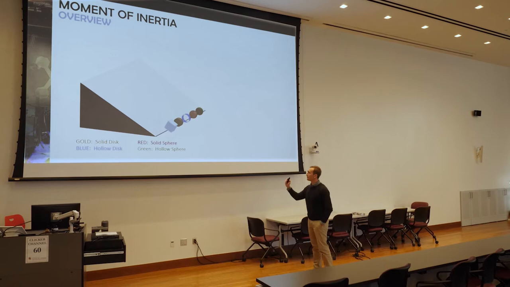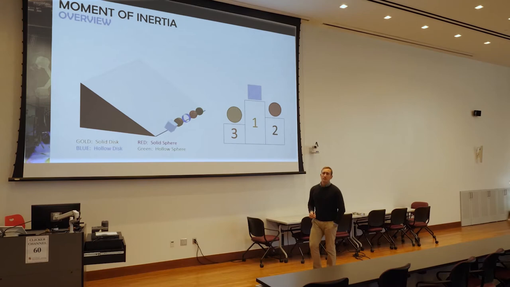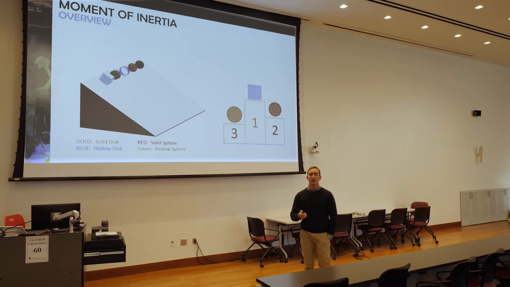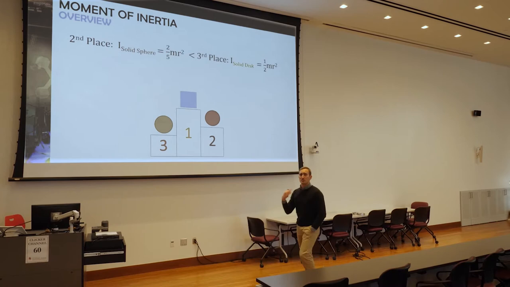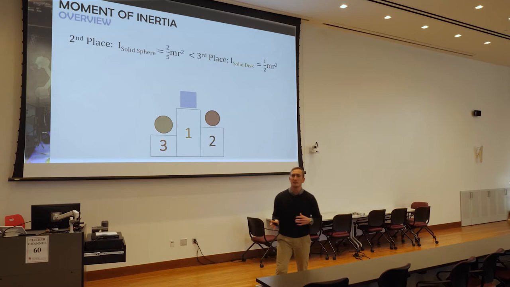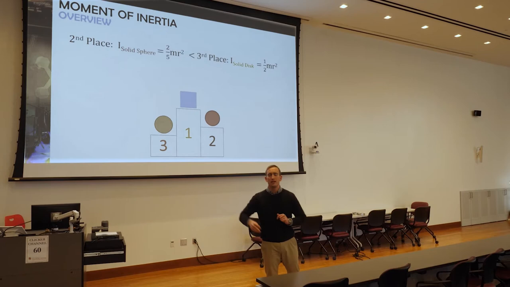So, as I stabilize myself, essentially what we can see here is that the blue cube comes in first place, followed by the red solid sphere and the golden solid disk. Now, the reason that this is the case, as we said before, is more or less because of moment of inertia. The moment of inertia of the solid sphere is less than that of the solid disk, which means that it's easier to rotate that solid sphere than it is the solid disk. As a result, that shape will be easier to rotate and can actually move down the ramp faster. And you'll see that the same is true for both our fourth and fifth place shapes.